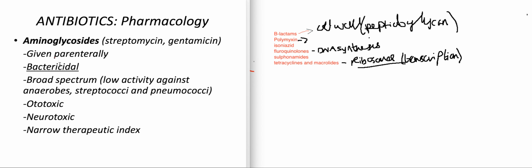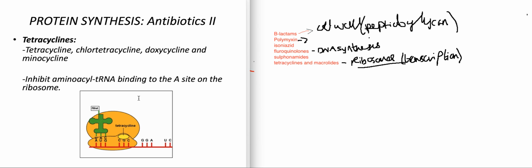Gentamicin is also an example. These are given parenterally, so they're given via injection. They're broad spectrum. They're bactericidal, which basically means that once they have an effect, they kill off the bacteria, so it stops it from further replicating, and then it causes death of the bacteria too. Tetracyclines, as you already saw, also affect initiation. In here it inhibits the aminoacyl tRNA binding to the A site on the ribosome.